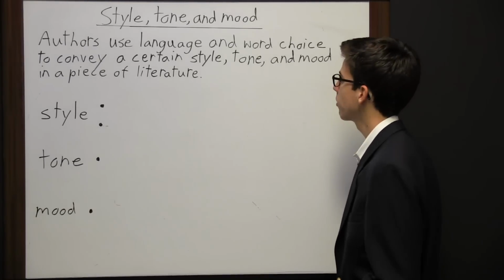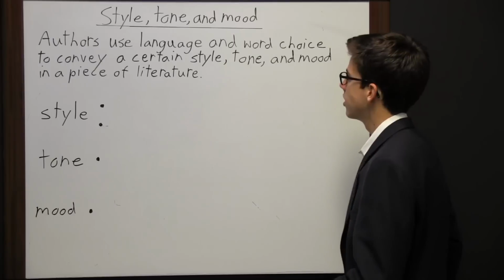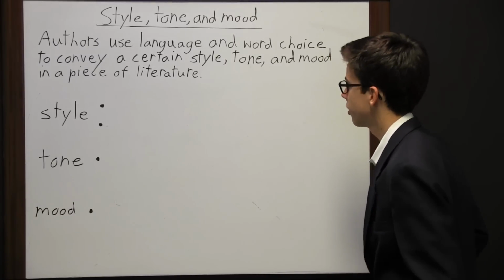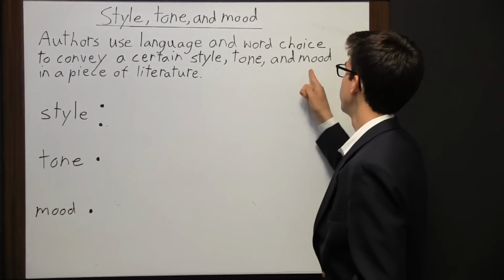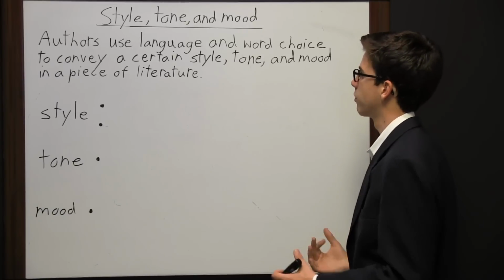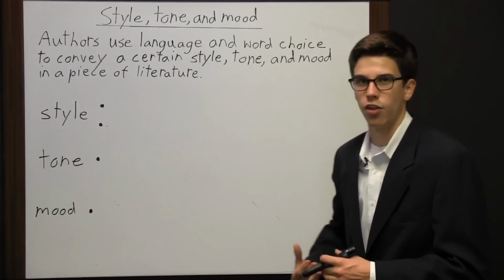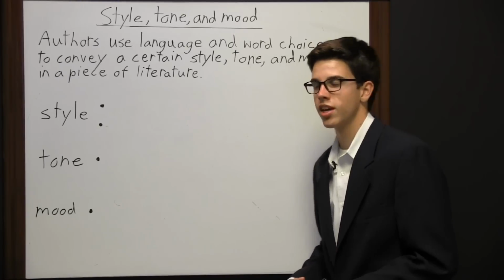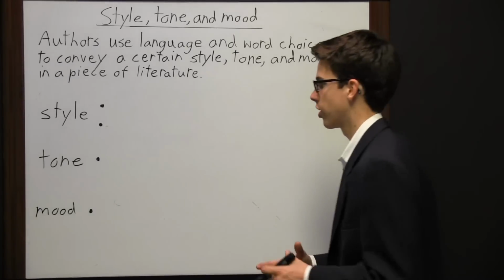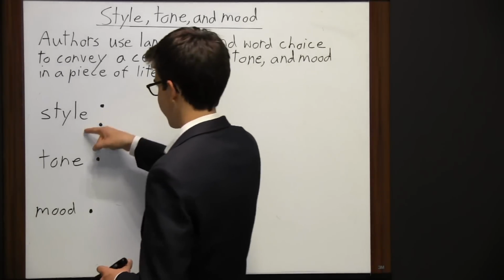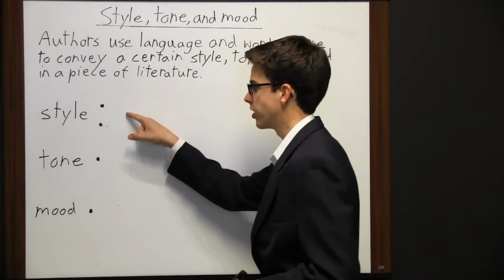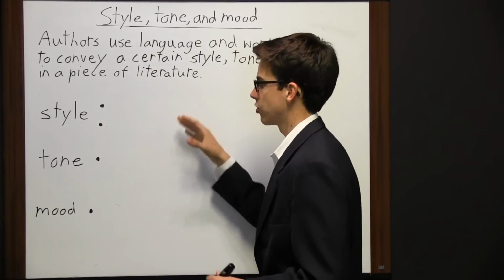Authors use language and word choice to convey a certain style, tone, and mood in a piece of literature. So style, tone, and mood are all different, but they're somewhat similar. They have to do with the way the author writes, the words they use, and the way they grammatically structure their pieces of writing. So first we're going to take a look at style, but notice it has two bullet points because the purpose of style is twofold.